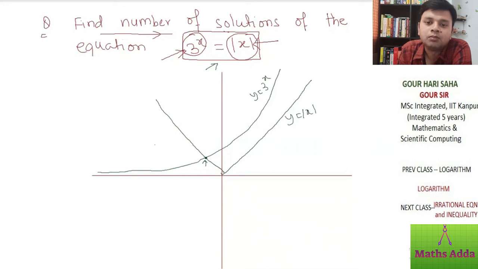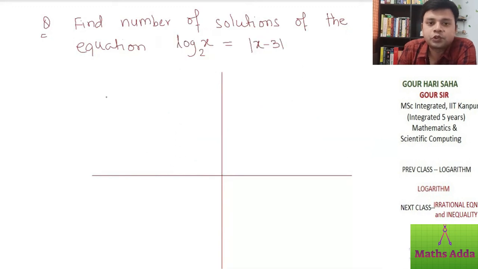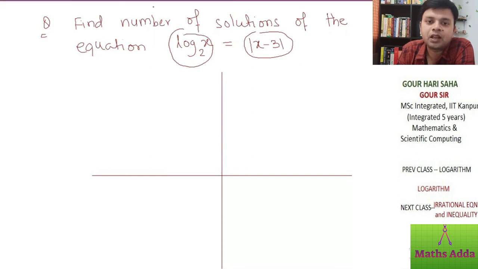Let's take one more question in the end. The question is: find the number of solutions of the equation y equal to log of x base 2 is equal to mod of x minus 3. I am knowingly taking those functions whose graphs we know. We know the graph of this modulus function, we have done it in class, and we also know this one, we learned it today. So let us plot these two graphs and see at how many places they intersect. That will be our answer.